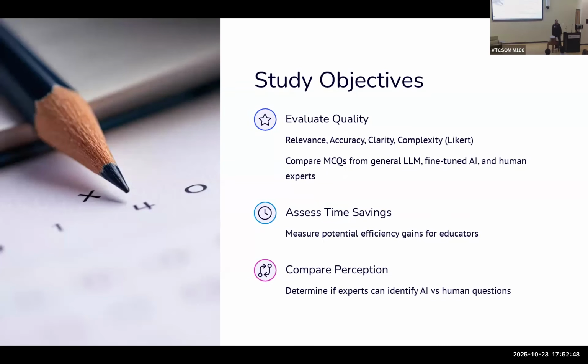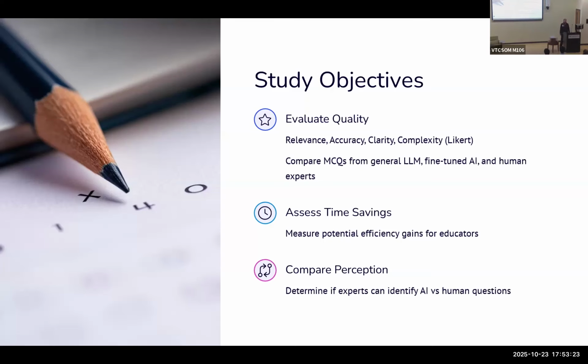So the objective of our study was to look at multiple choice questions, and we wanted to evaluate their quality. We wanted to look at their relevance, accuracy, clarity, and complexity, and then we wanted to compare the multiple choice questions from a generic large language model, so something that was untrained, a fine-tuned or trained grounded model, the one we fed Auerbach's and the clinical practice guidelines, and then some human expert questions. We pulled our questions from MedWAR, which is a big medical adventure race for wilderness medicine. So these were questions written by wilderness medicine educators.